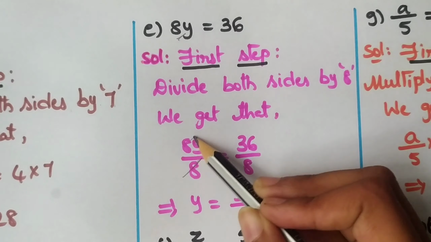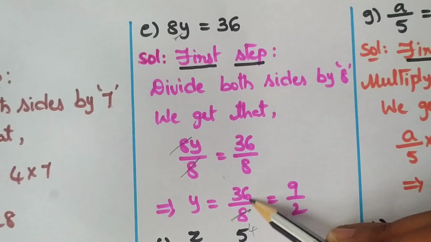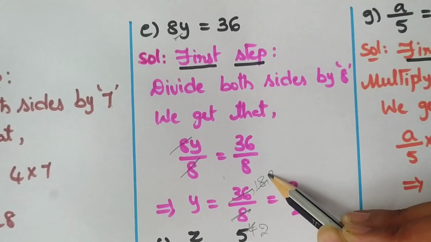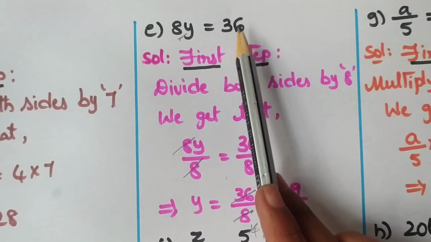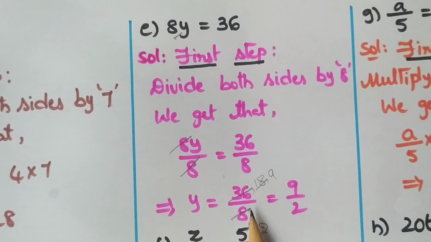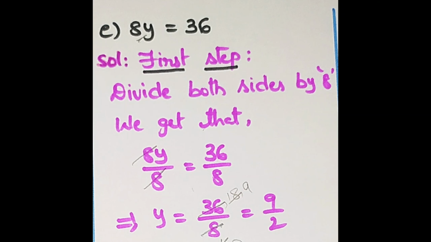Now here let us cancel 8 and 8. So here it is y is equal to 36 by 8. Now here it is 2 4s are 8 and 2 18s are 36. 2 2s are 4 and 2 9s are 18. So it is 9 by 2. Now 8y is equal to 36 where y equal to 36 by 8. On simplification or converting into lowest terms, we get 9 by 2. So with this E bit gets completed.